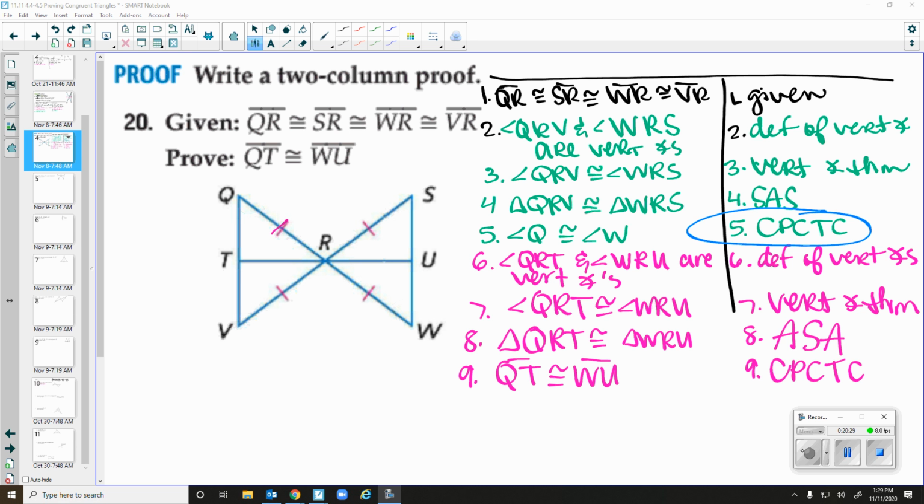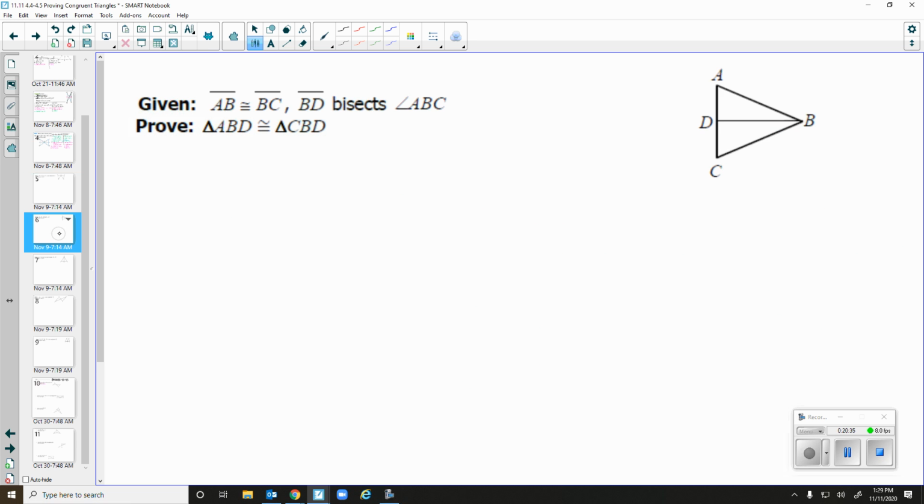We're gonna skip the next one on y'all's paper and go to this one. So find the one like this. It should be just the next one. So we just skipped one.